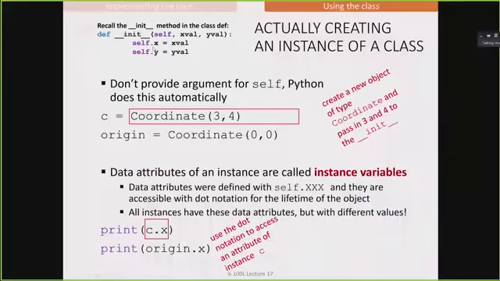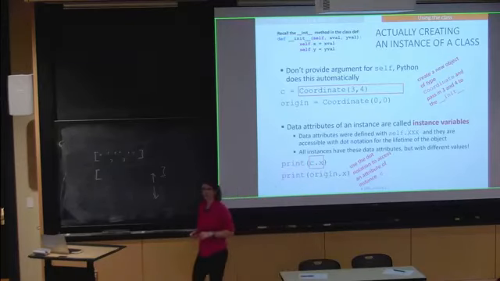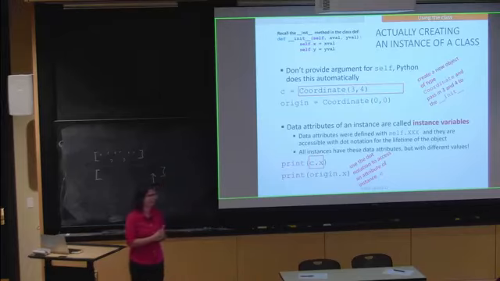So any object I've created that's of type coordinate will have some value for x and some value for y. Right? So we can access that value through this notation. Does that make sense so far? Is that all right?